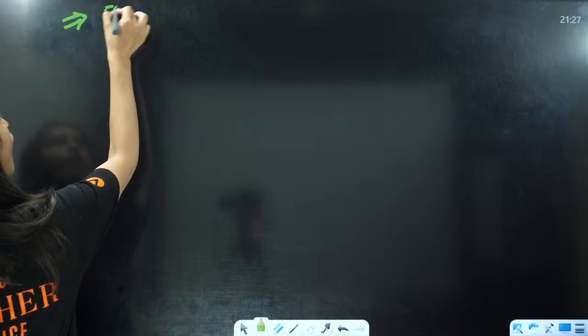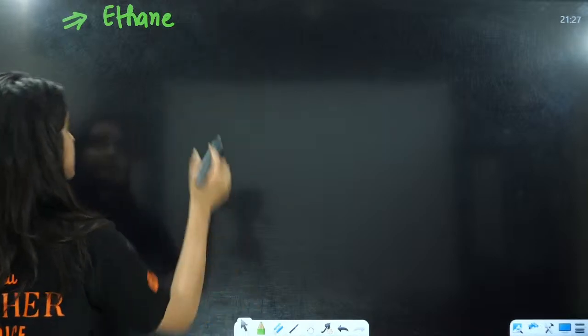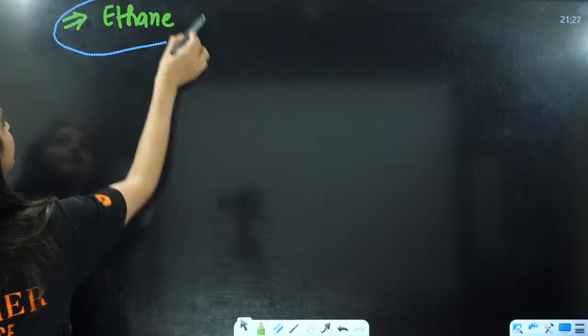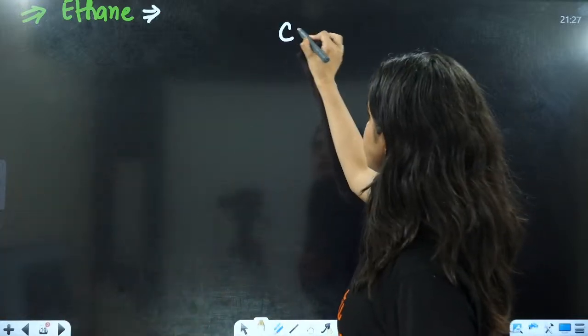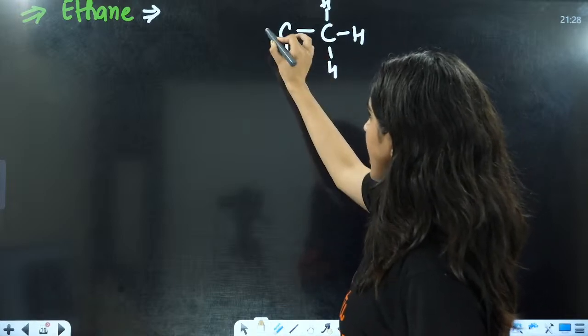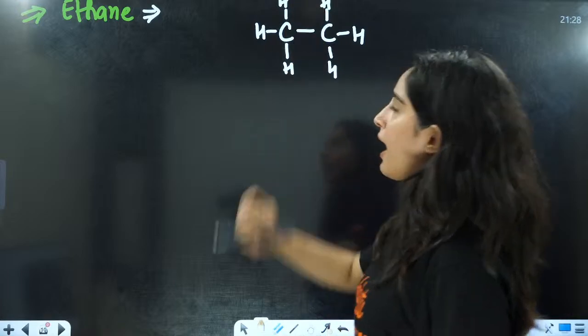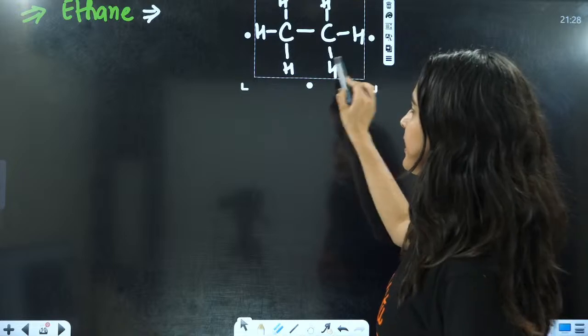Now let us do the next part, that is for ethane. That is specially mentioned in your NEET syllabus. Now let us draw this for ethane, everyone. How to do it for ethane? What is ethane? Ethane is CC. Here you have H, H, H, and on the other carbon again H, H, H. So this is for methane, and this is for ethane.